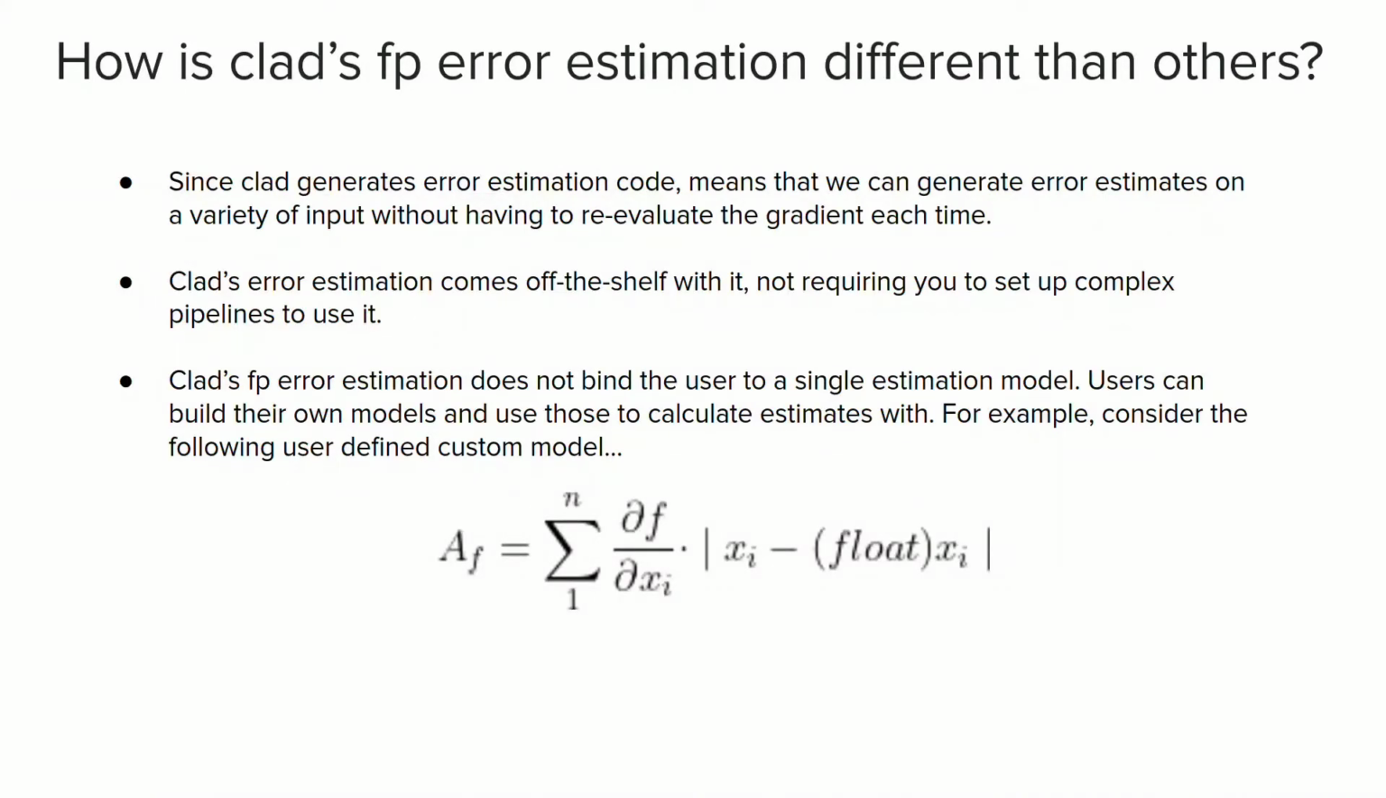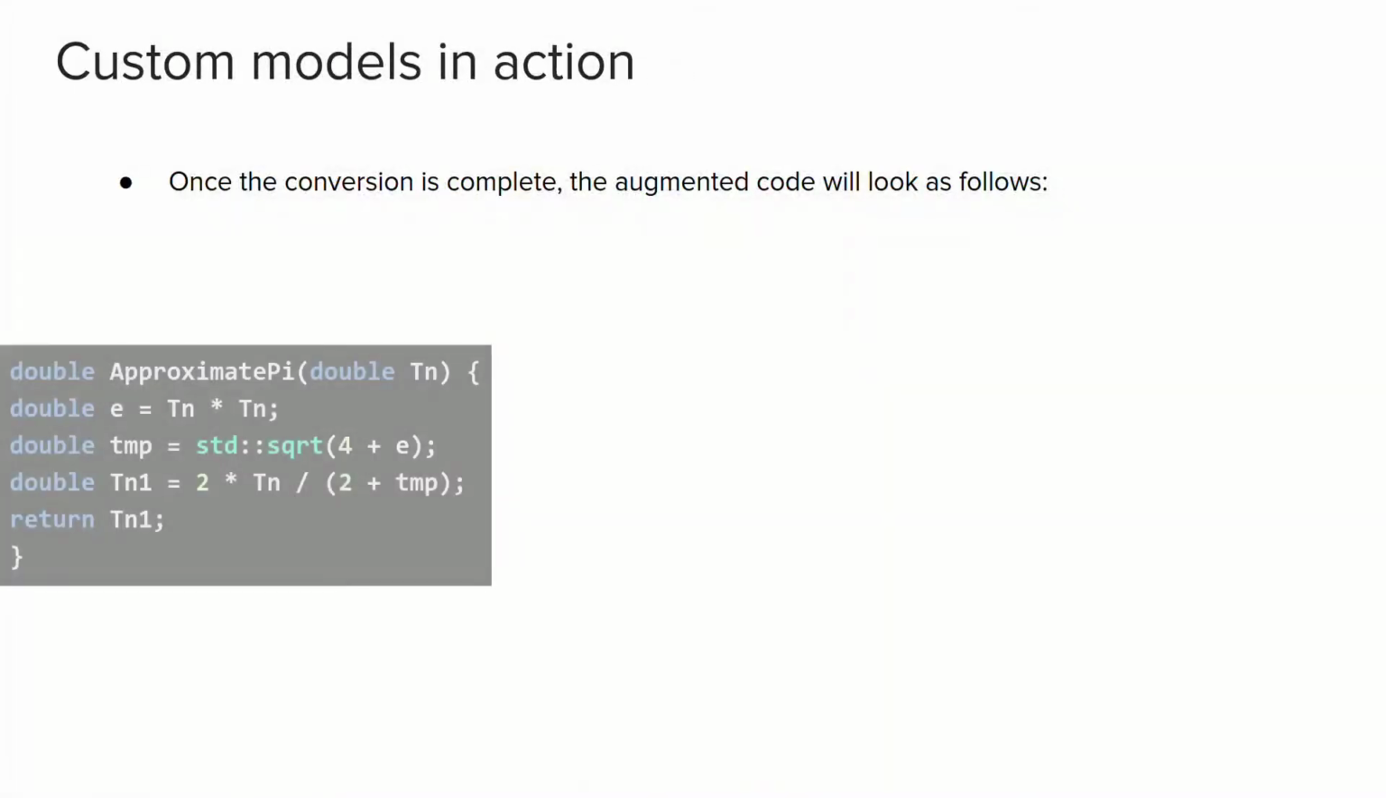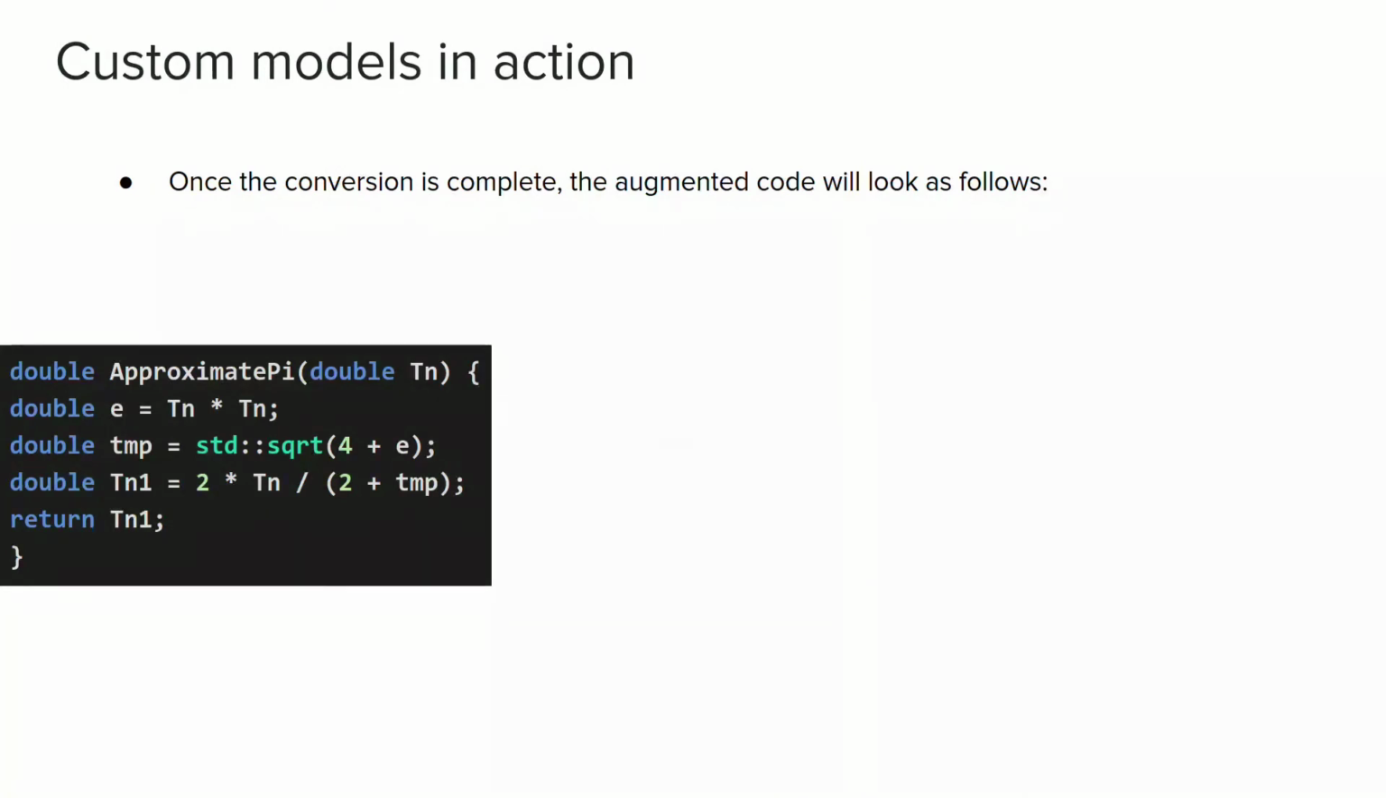Again, to use this error model, the user has to put a constraint on the program that it can only have double values. But let's assume that is the case, since this is not a standard model and again, it's a custom one. Once the user has figured out a mathematical formula for the model, all they have to do is turn it into a Clang expression. Now let's talk about custom models in action. Once the conversion from the mathematical formula to the Clang expression is complete, the augmented code for that custom model will look like this.